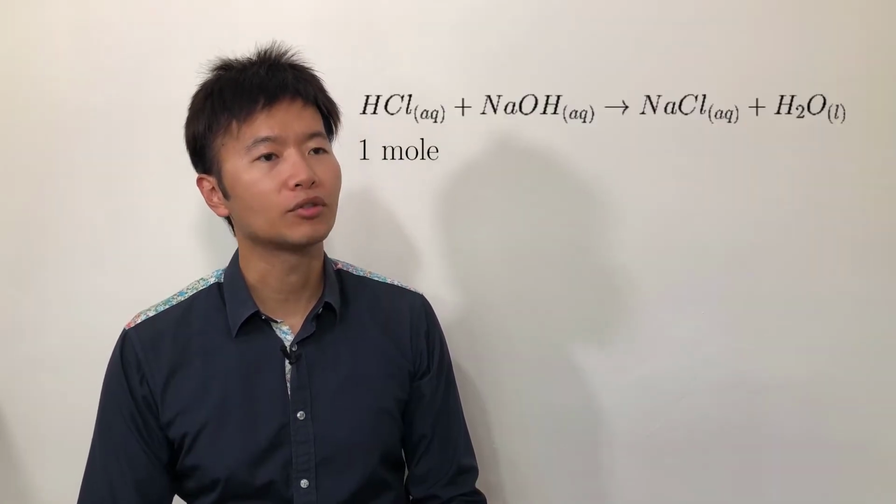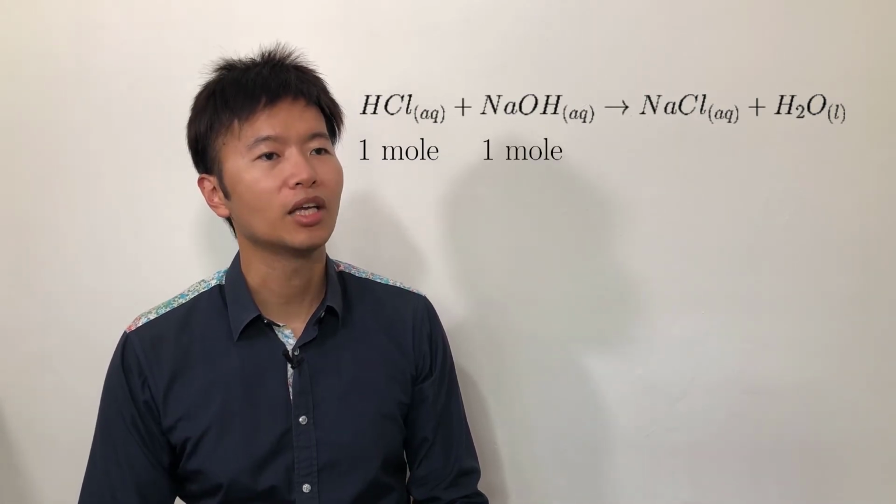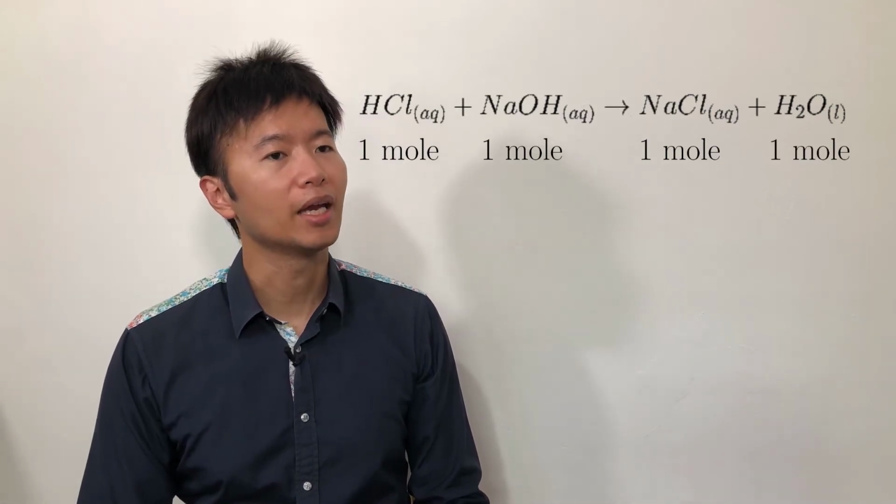1 mole of hydrochloric acid plus 1 mole of sodium hydroxide should give us 1 mole of sodium chloride and 1 mole of water. But in reality, many reactions do not go to completion. Only some portion of the reactants are converted to products, and then the formation of products stops increasing. So this is when the reaction reaches chemical equilibrium.